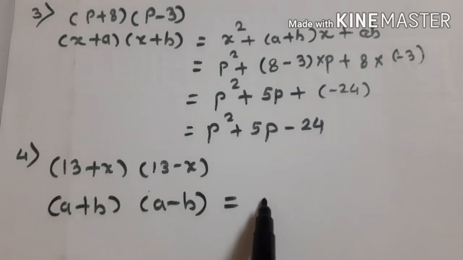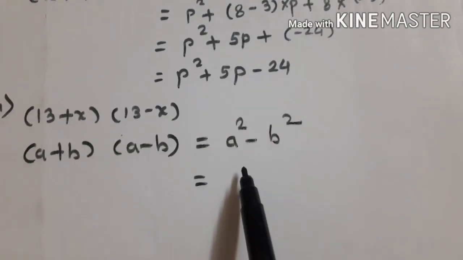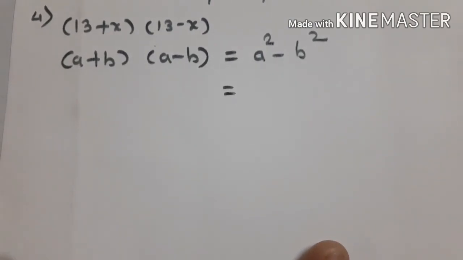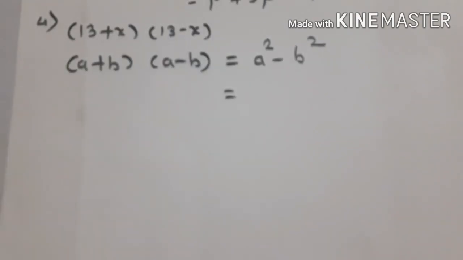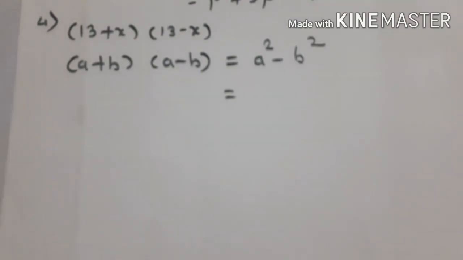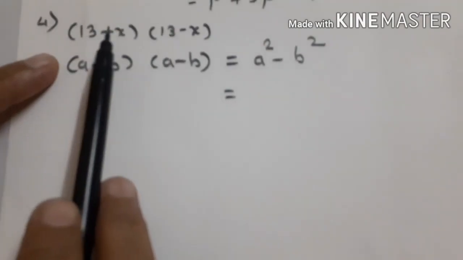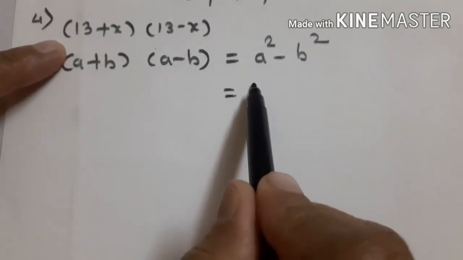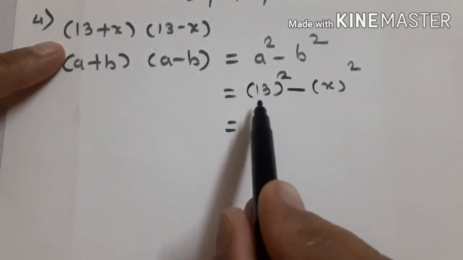What is the expansion of a plus b and a minus b? It is a square minus b square. See this, 13 plus x and 13 minus x. We have converted this example into the expansion a plus b, a minus b, which we already learned in 7th standard. Just some time before we also learned this formula: a plus b into a minus b means a square minus b square. Here a means the first term. What is our first term? 13 square. And what is the second term? x square. What is the square of 13?